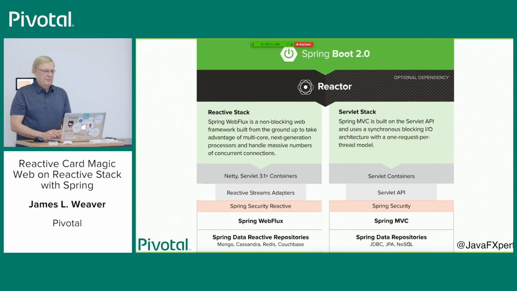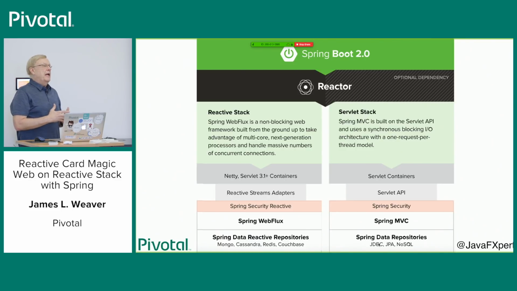I don't know. So we have an MVC stack. It's a servlet stack over here on the right. If you can see my pointer. Yeah, okay. And that's the traditional Spring MVC stack. It's built on the servlet API. It uses synchronous blocking I/O, and it works on top of servlet containers. And there's something called Spring MVC, which I talked about. Also, there's a flavor of data repositories called Spring Data, and it uses technologies like JPA, Java Persistence API, JDBC, Java Database Connectivity, NoSQL.